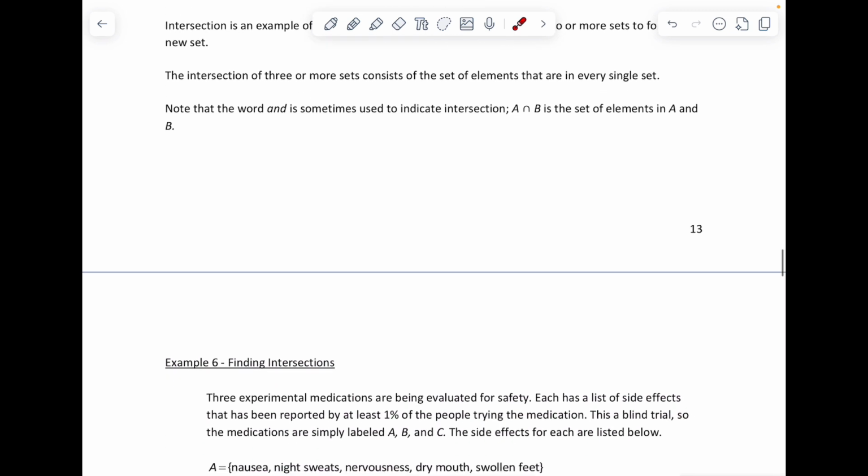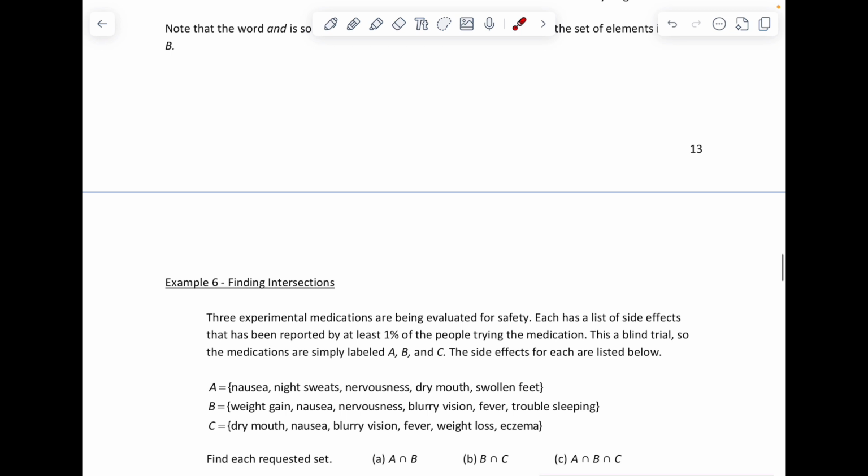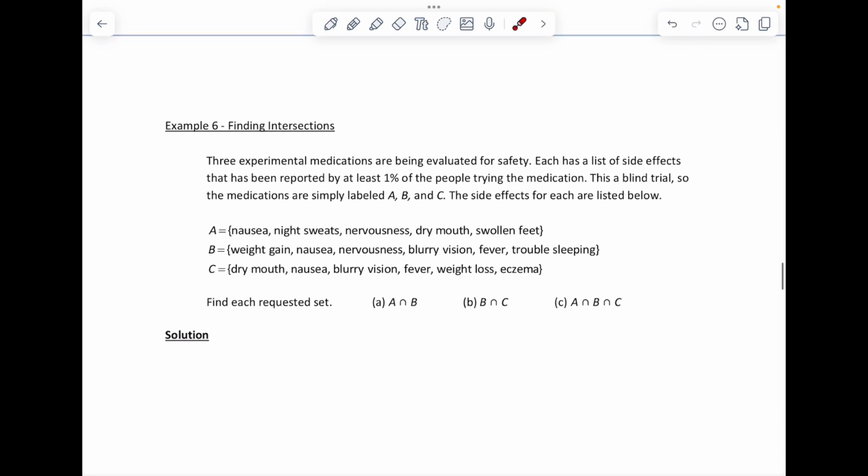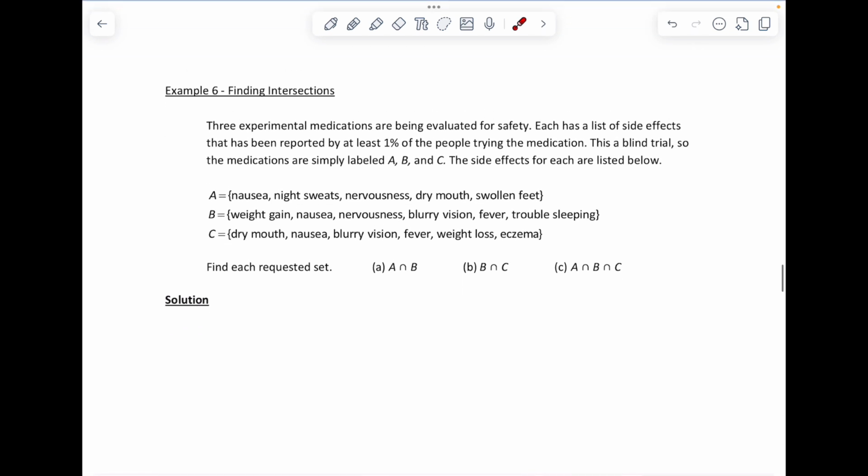Let's look at an example for finding intersections here. Three experimental medications are being evaluated for safety. Each has a list of side effects that has been reported by at least 1% of the people trying the medication. This is a blind trial, so the medications are simply labeled A, B, and C. The side effects for each are listed below, right?